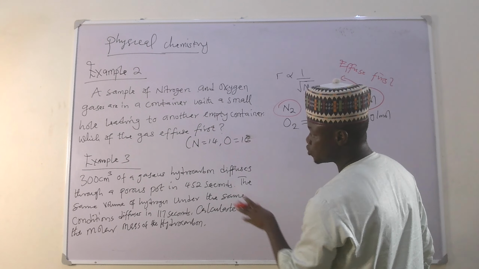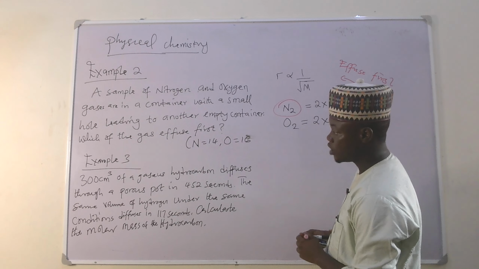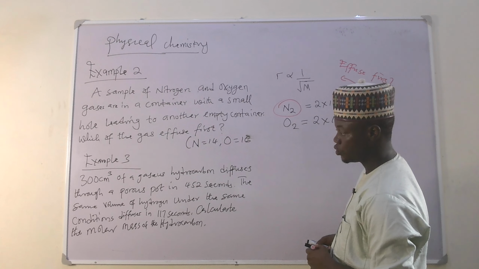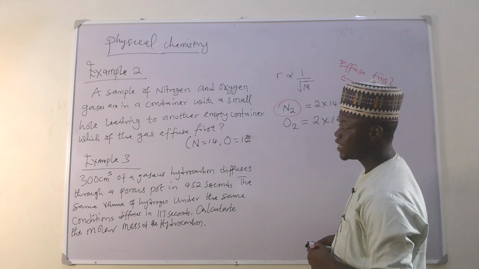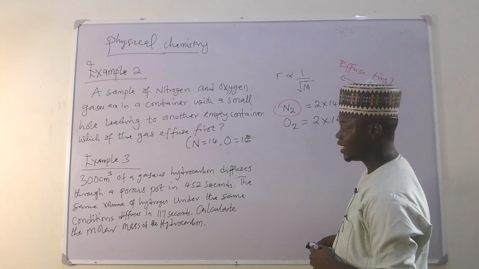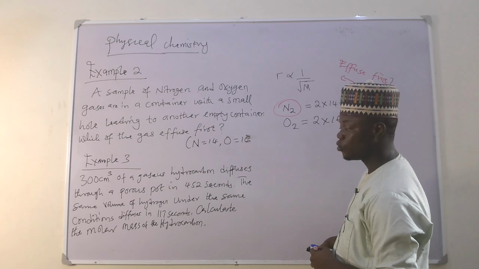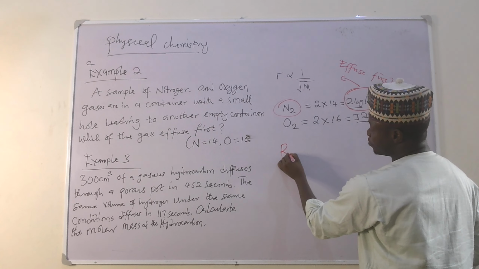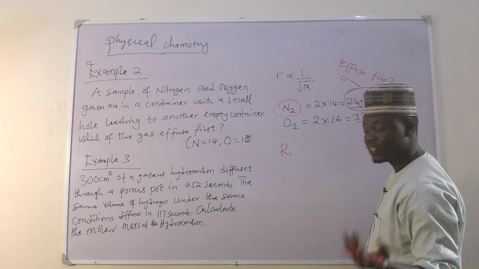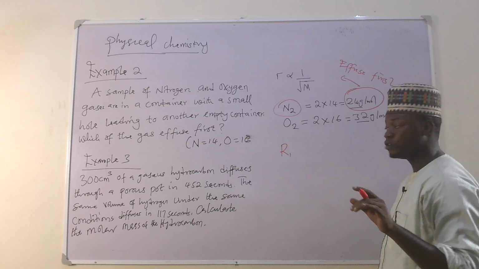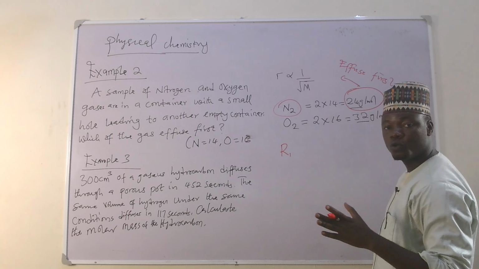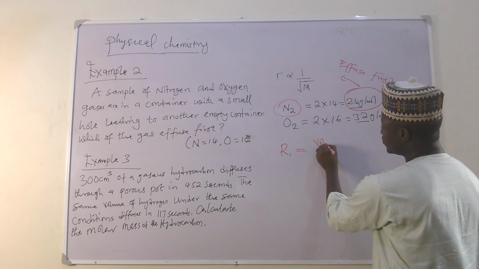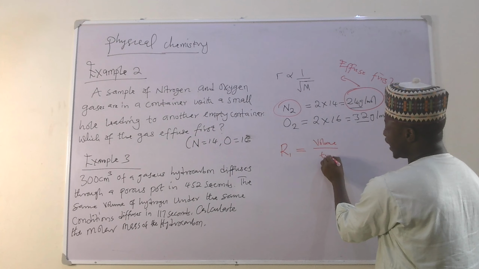So we have two gases also here. We have 200 centimeter cube of a gaseous hydrocarbon which diffuses through a porous pot in 452 seconds. Then the same volume of hydrogen under the same condition diffuses in 117 seconds. I think, ladies and gentlemen, if you remember from the starting point of this lecture, I told you that there is a relationship between rate of diffusion, the volume, and the time. So therefore, the rate of diffusion is volume over time.